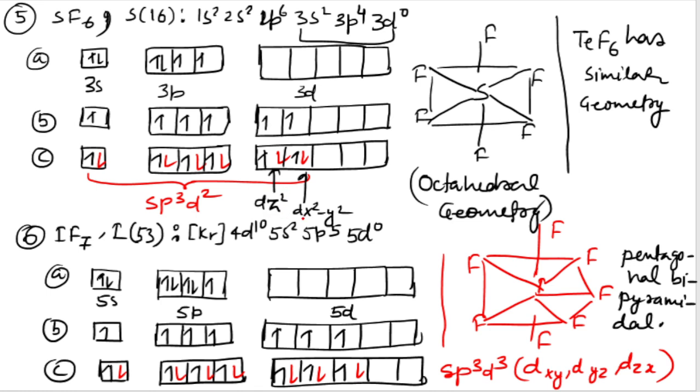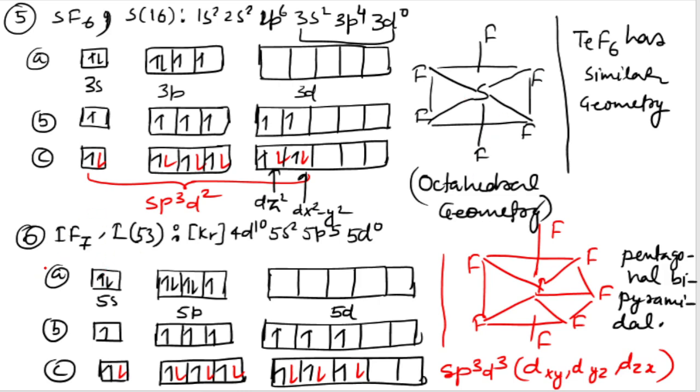Here this one is the 3dz² orbital, and this one is the 3dx²-y² orbital. So the hybridization is sp3d2. So sp3d2 orbitals. Okay. The geometry for this case is octahedral geometry, or we can say the square bipyramidal geometry.